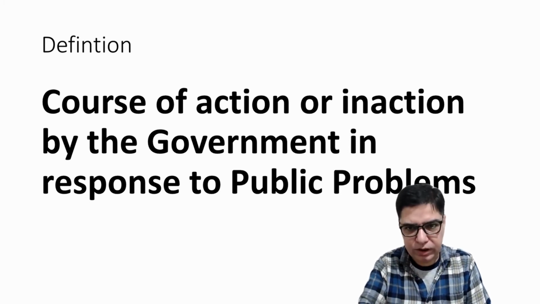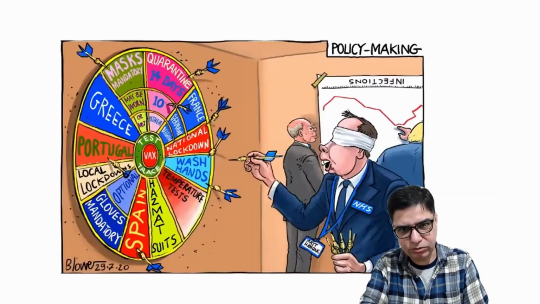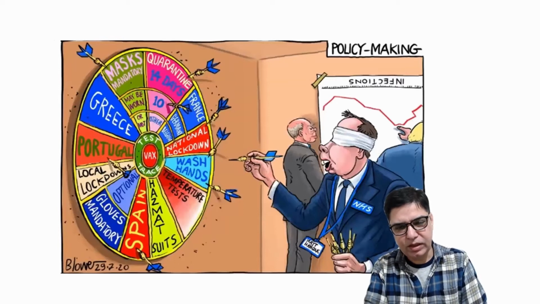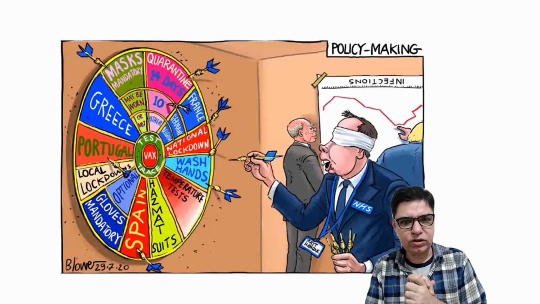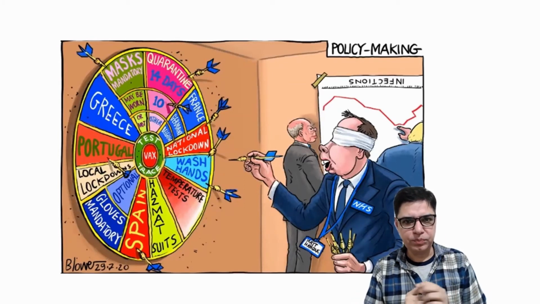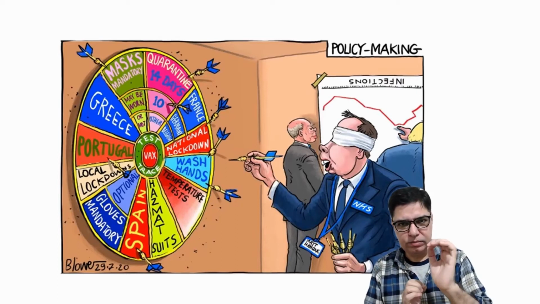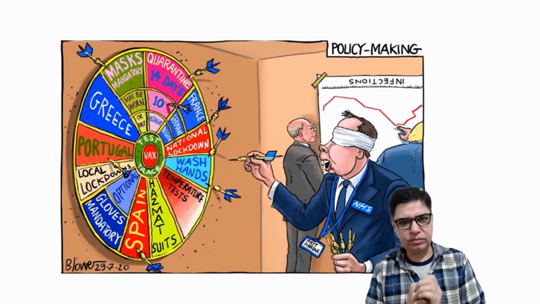Let me show you a cartoon which will help you understand, and I'll go to that in a moment. Yes, see this one. So here you can see the Secretary of Health, and he has a band around his eyes so he can't see, and he's throwing darts at a board on which you can see different things. The darts have hit different options. You can see some darts have hit mask mandatory, some have hit quarantine 14 days and quarantine 10 days.